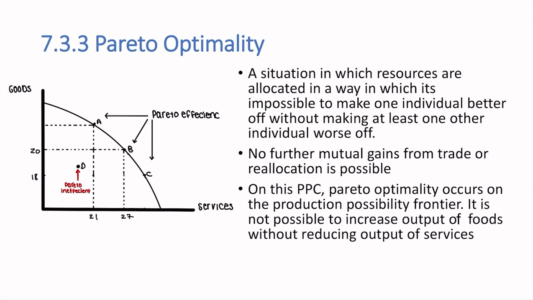Now let's take a look at Pareto Optimality. It's a situation in which resources are allocated in a way in which it's impossible to make one individual better off without making at least one other individual worse off. No further mutual gains from trade or reallocation are possible. As you can see on this production possibility curve, Pareto optimality occurs on the production possibility frontier. It is not possible to increase output of goods without reducing output of services. At point D, you're Pareto inefficient.